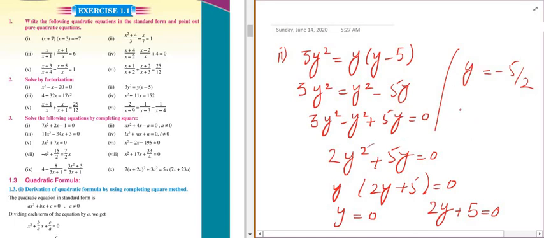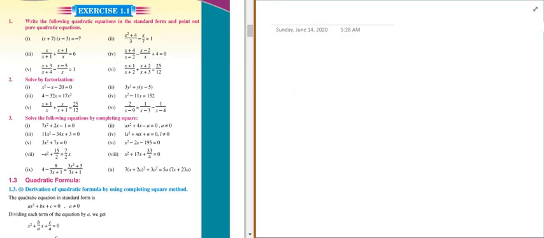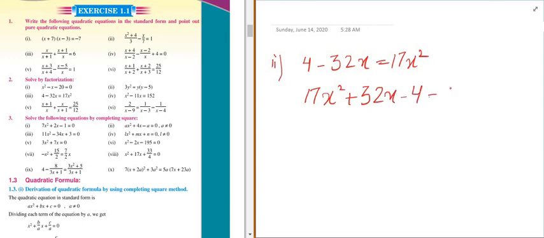So the solution set is minus 5 by 2 and 0. These are the roots of the given quadratic equation. Okay, third is 4 minus 32x equals 17x square. First convert this into the standard form of a quadratic equation. 17x square plus 32x minus 4 equals 0. It becomes like this.